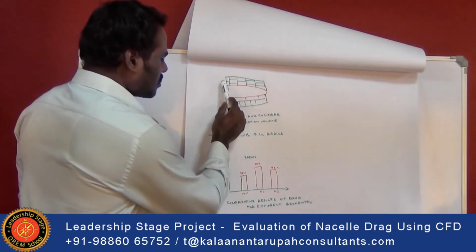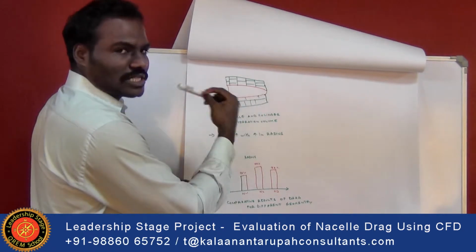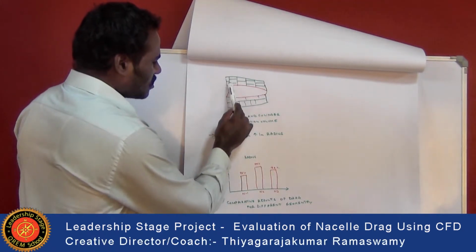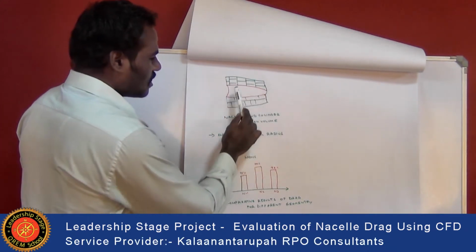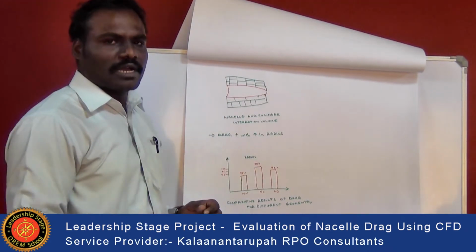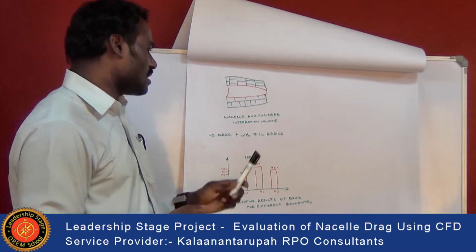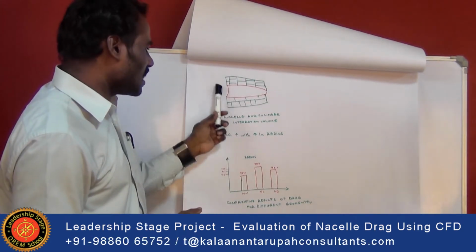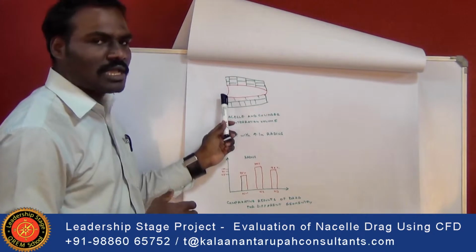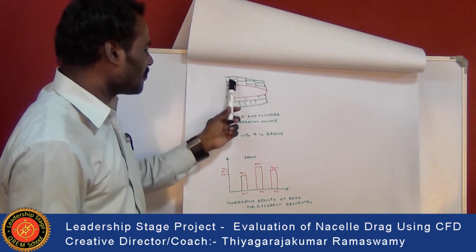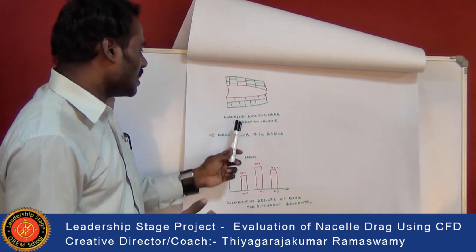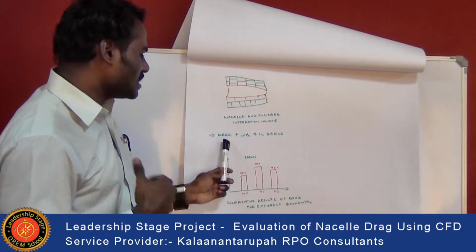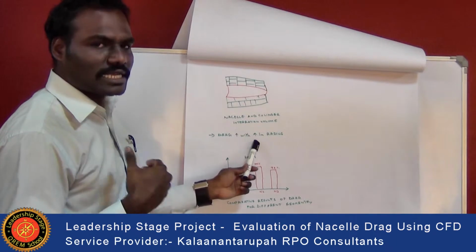Due to the increase of the nacelle structure, we are considering three models. The increase of the radius of the nacelle structure, that is, of the outer ring, leads to an increase in the drag. This graphical representation shows how the drag varies with respect to the outer ring, with the drag increasing as the radius increases.